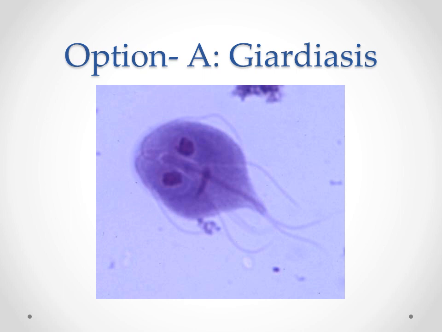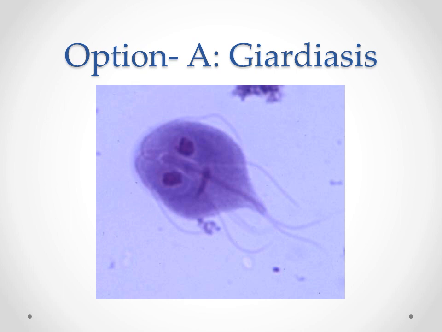So now that those were the images of the correct options, now we're going to go through the incorrect options. The first incorrect option is giardiasis. Giardiasis has a typical image. This is also extremely high yield. Look at the image. There are two kind of eyes on each side. That's how I like to look at it. And there are a ton of flagella. There are six flagella which are clearly visible on this image.